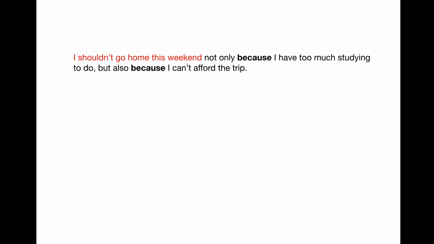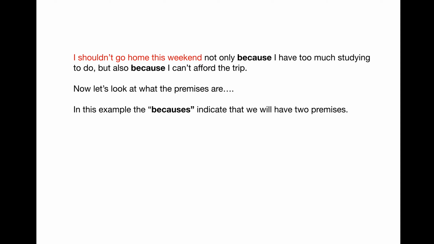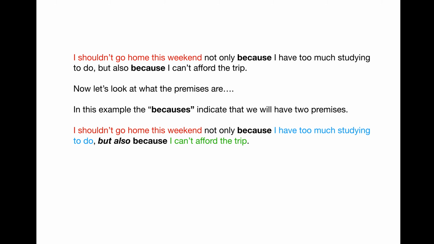All right. So now let's look at what the premises are. We have two becauses, so we know that we have two premises, okay? At least two premises. I shouldn't go home this weekend: conclusion. Not only because, first reason, first premise, I have too much studying to do, but also because I can't afford the trip, second premise, okay?